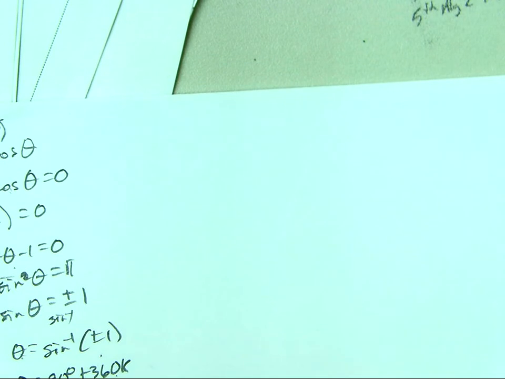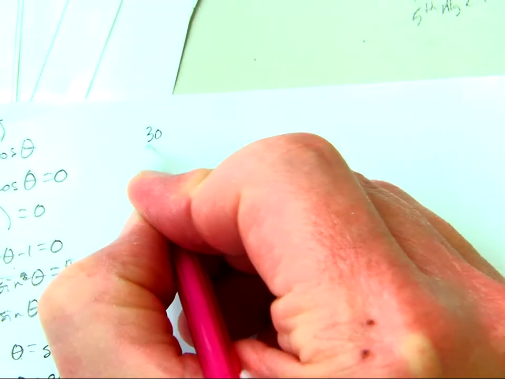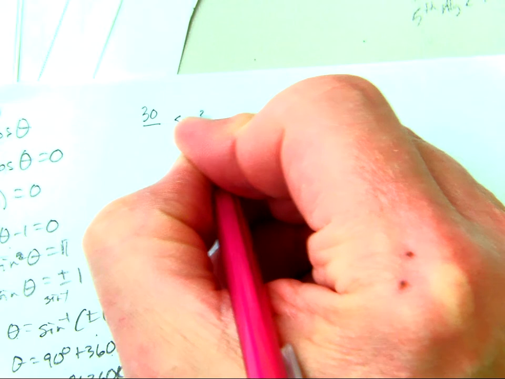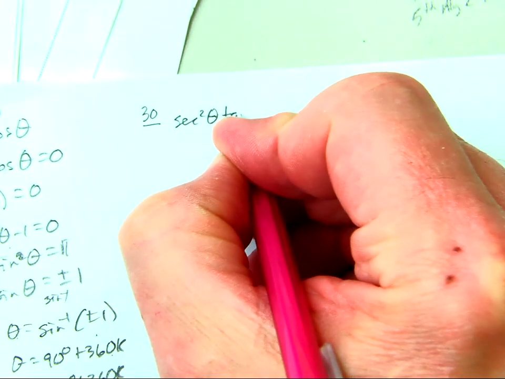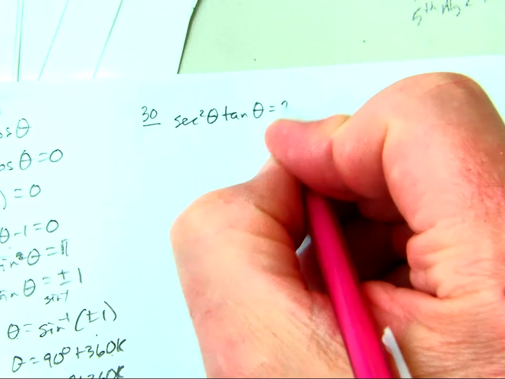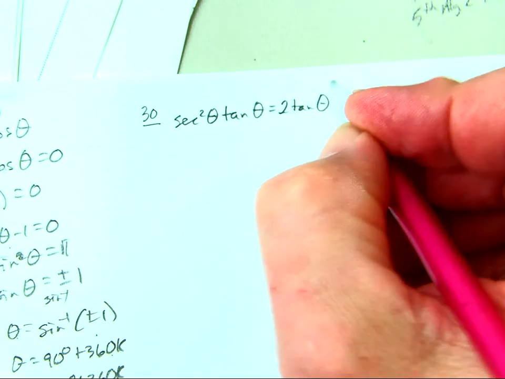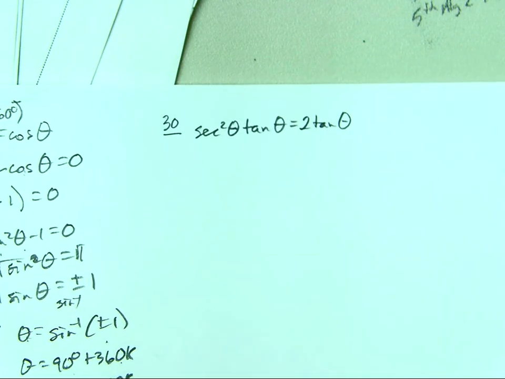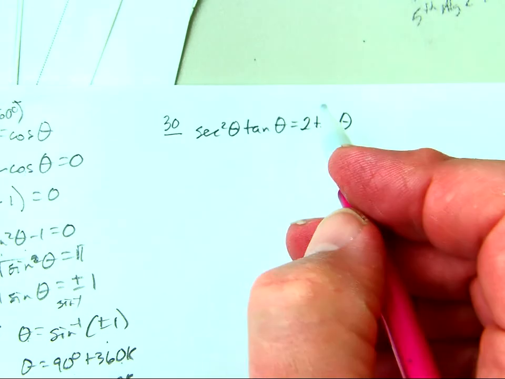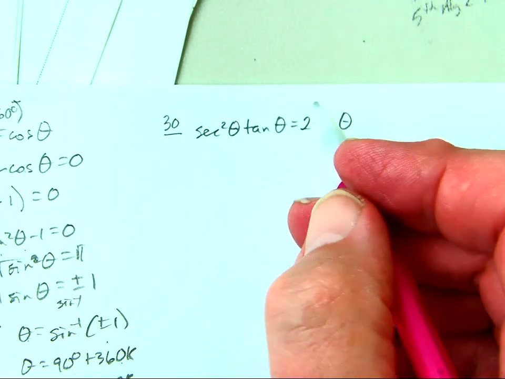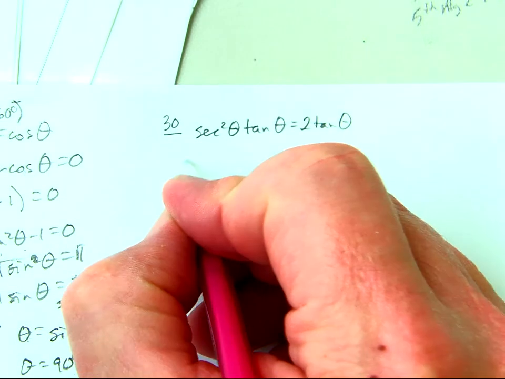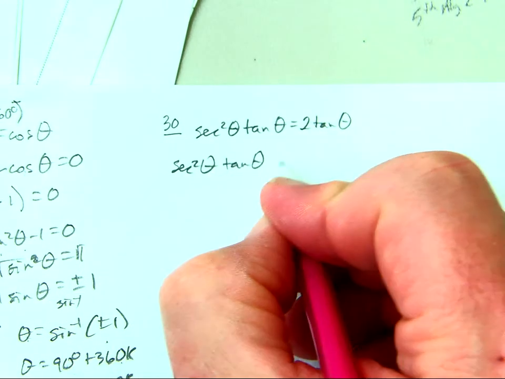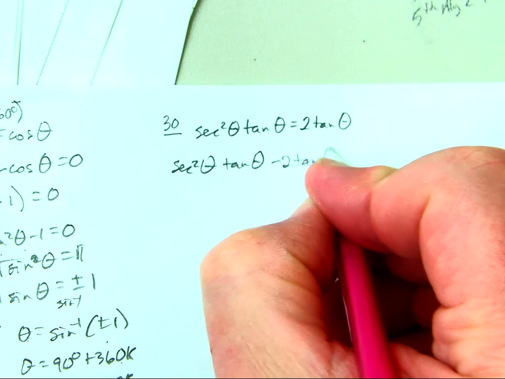All right, let's look at 30. And when you look at that, you see it has more than one trig function because I see a secant and a tangent. When there's more than one, we get it equal to 0. So let's move them. It doesn't matter. Let's say I move it left. So I'm going to have secant squared theta, tangent theta, minus 2 tangent theta equals 0.